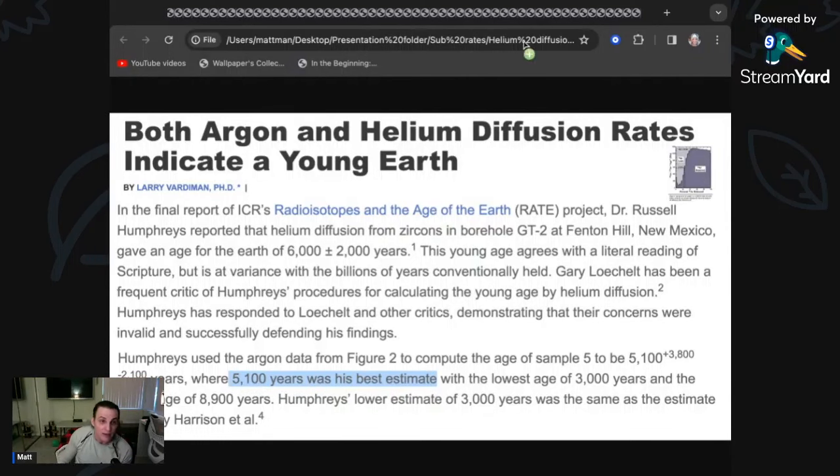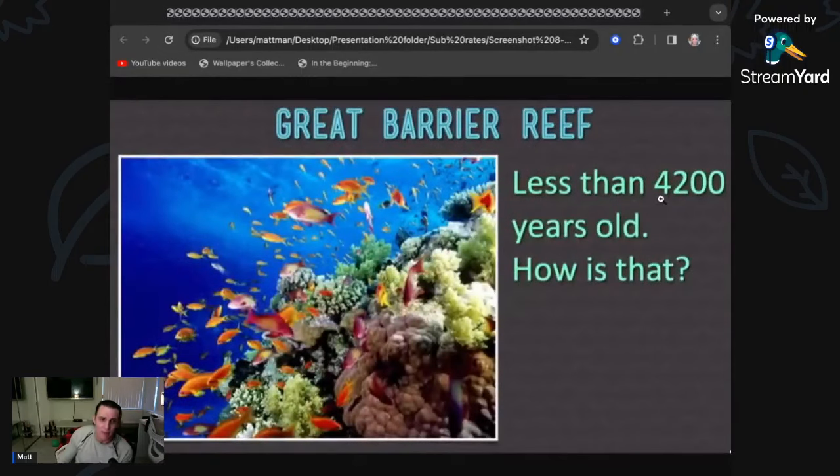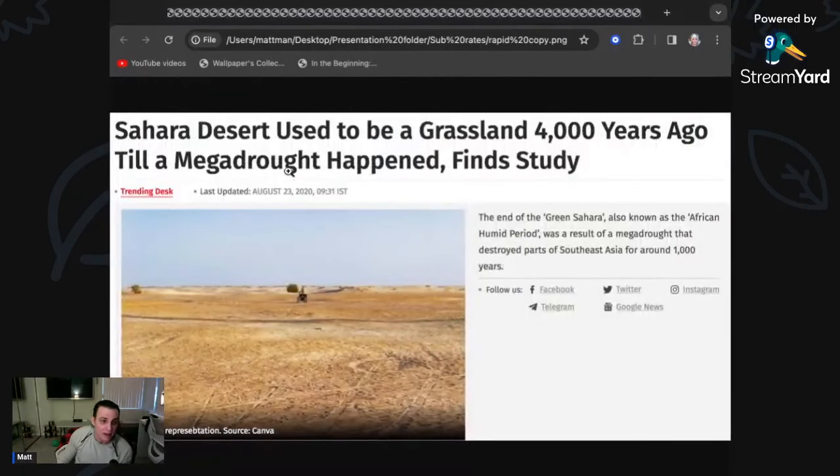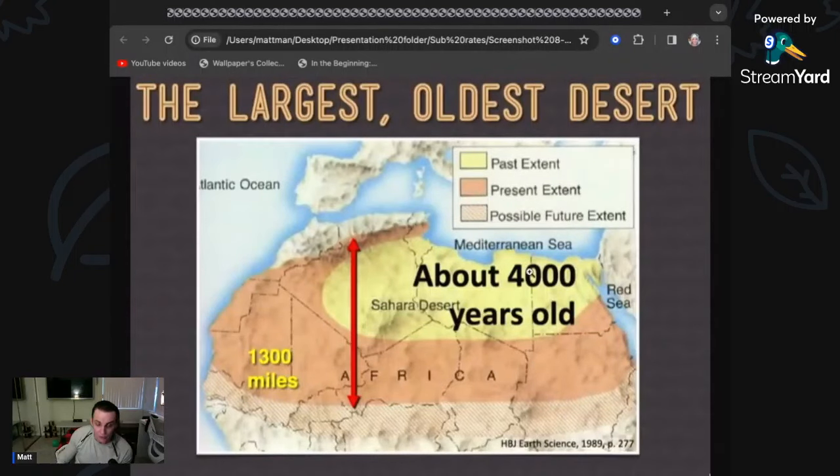What's going on? How about magnetic field decay? Oh, look at that. 5,000 years ago, something happened, changed it all. How about coral growth rates? About 4,200 years ago, could have made all of the coral reef. How about in Northern Africa, we get the Sahara Desert, which is the oldest desert in the world. And they're finding that about 4,000 years ago, some drought caused it probably. So that started. It was all green, about 4,000 years old now.